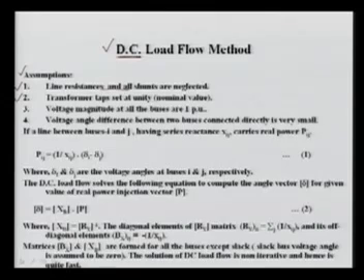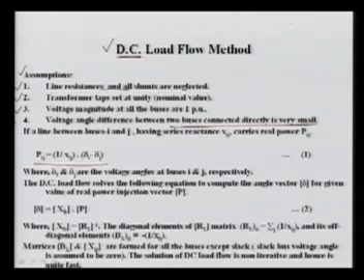Transformer taps are ignored, which means we set them at unity, the nominal value. The voltage magnitude at all the buses is assumed to be unity. While formulating, we put it as 0, 1, and then go for calculation. The angular difference between the two buses is very small. With these assumptions, we can write the power flow equation in this fashion.